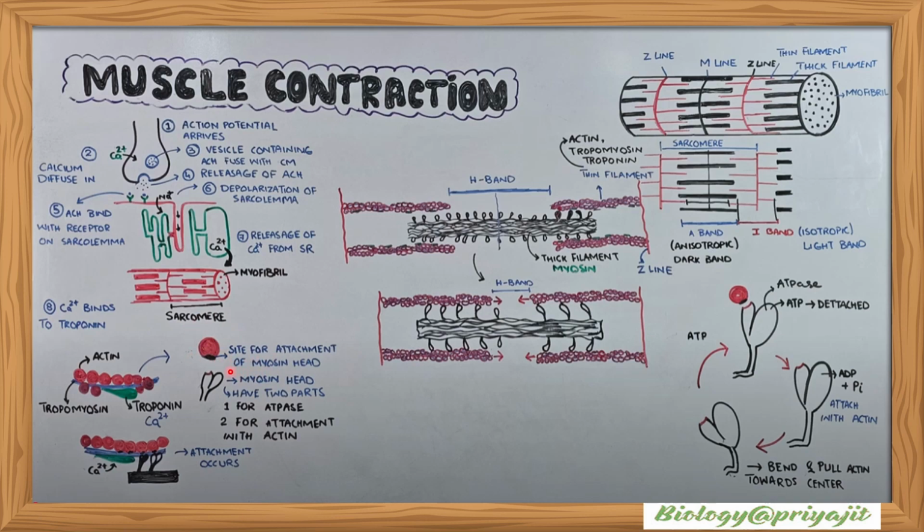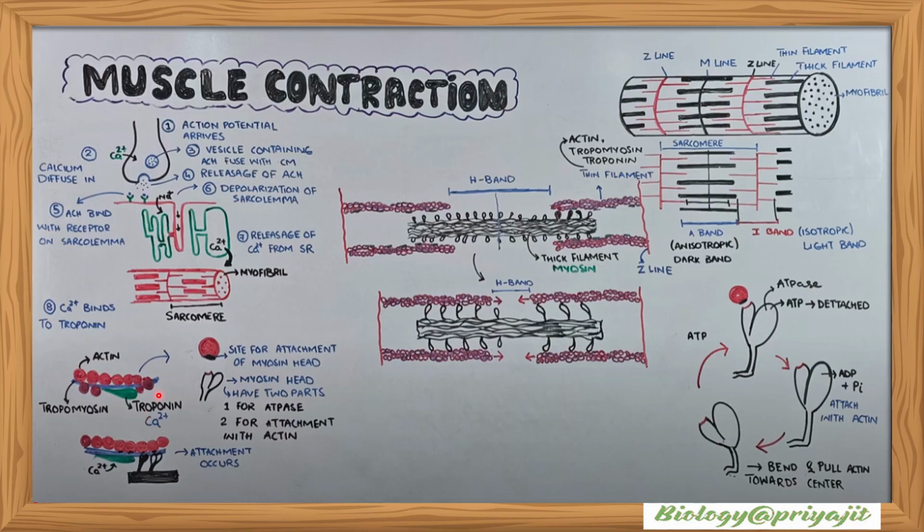There is a site for the myosin head. The black region is the site for the myosin head. The myosin head actually has two parts. One region has attachment with actin, and the second region has ATPase. So when calcium 2 plus binds with the troponin, it will pull the tropomyosin from the attachment. Tropomyosin is positioned on the actin protein where the myosin head binds. So if tropomyosin is there, myosin can never bind with the actin protein.